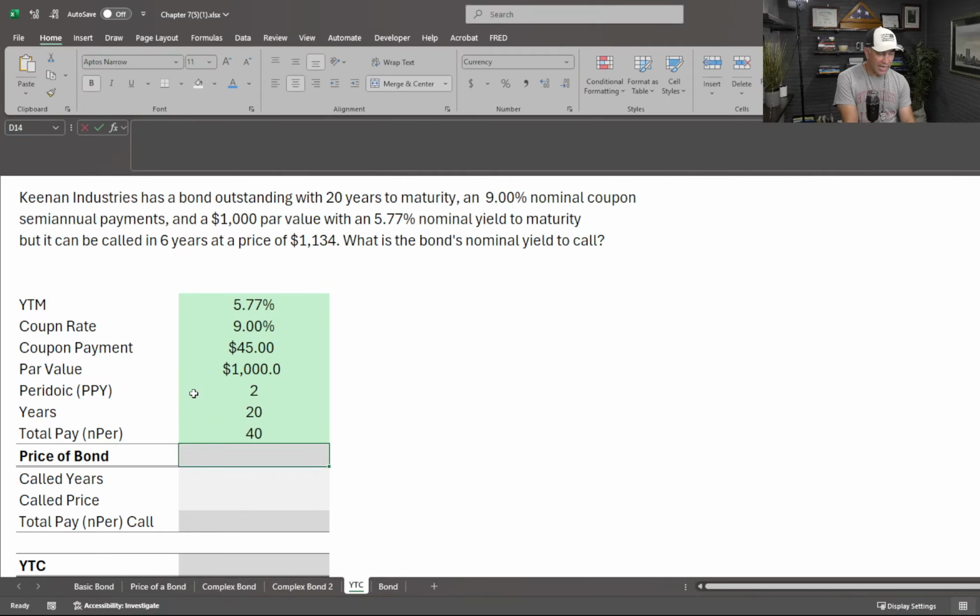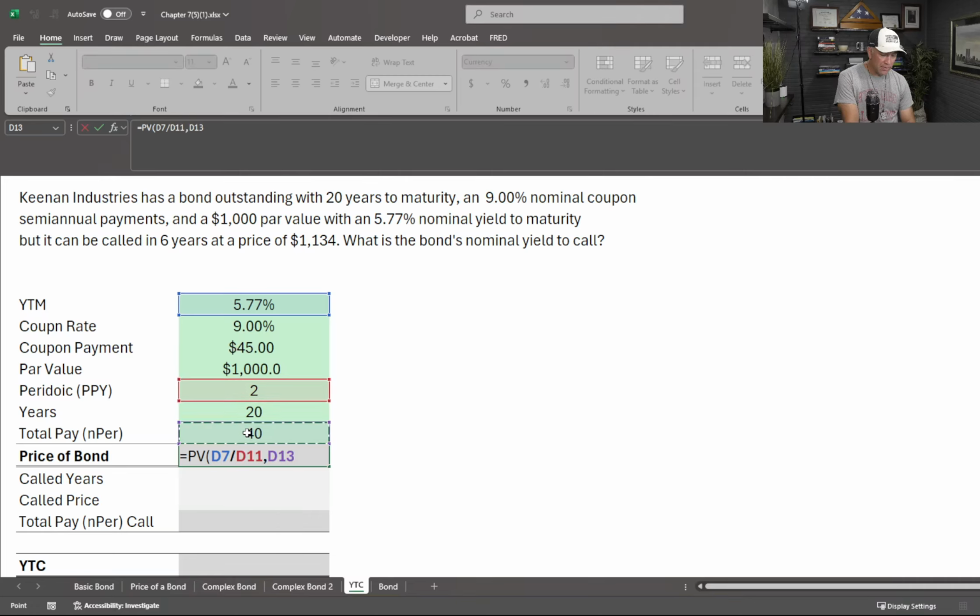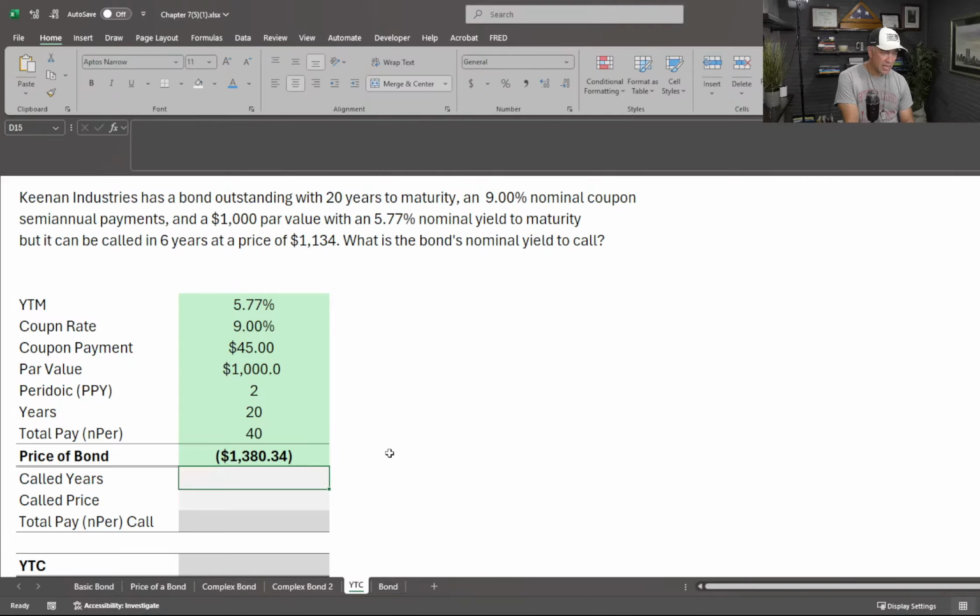And then we could find out the price of the bond. That would be the present value. So we want to find the rate. Remember, we've got to divide it. Since these payments are semi-annual, twice a year, I have to find the interest rate. Yield to maturity is annual, so I have to divide it by 2. Total number of payments, 40. Our PMT is the 45, and the future value did not change there. Now we got the price.